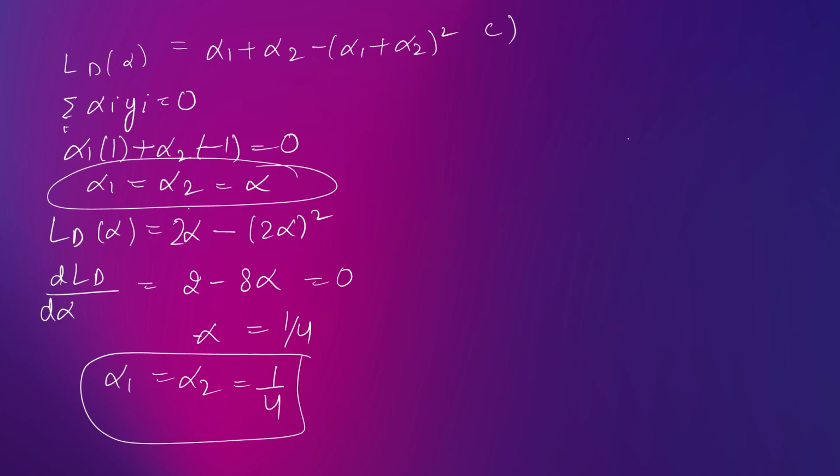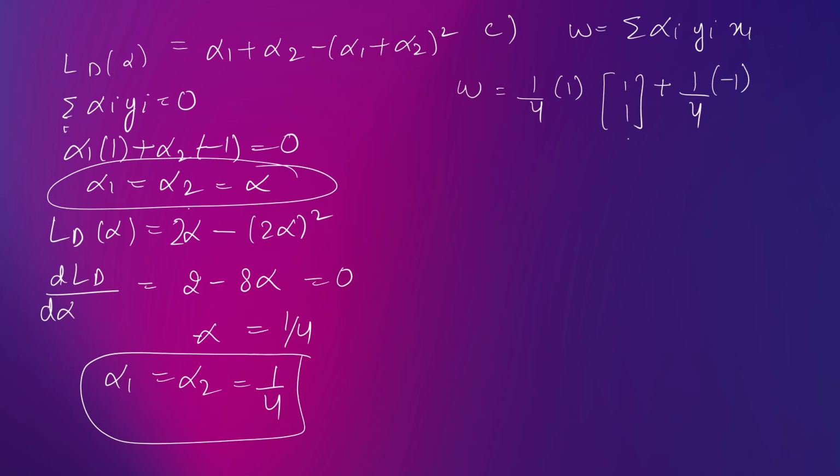C part. Now there's a formula of W that is summation of alpha yi xi. Now we will start putting all the values. We get W is equal to 1 by 4, that is alpha 1, yi into xi plus 1 by 4, y2 into x2. On solving this, you'll get 1 by 2 and 1 by 2.